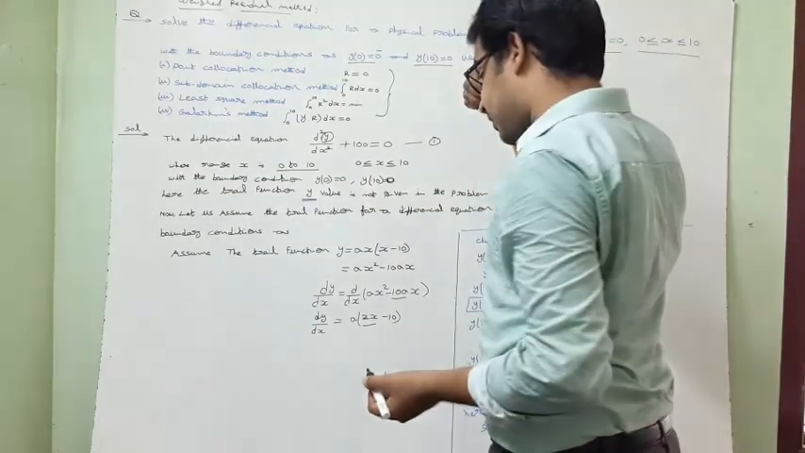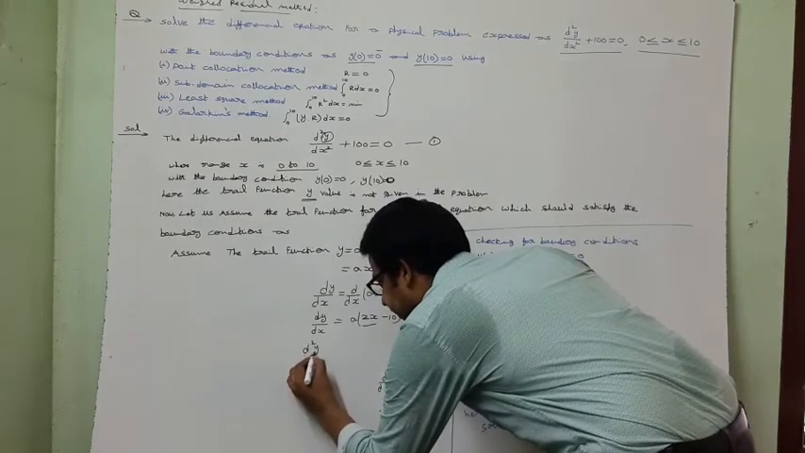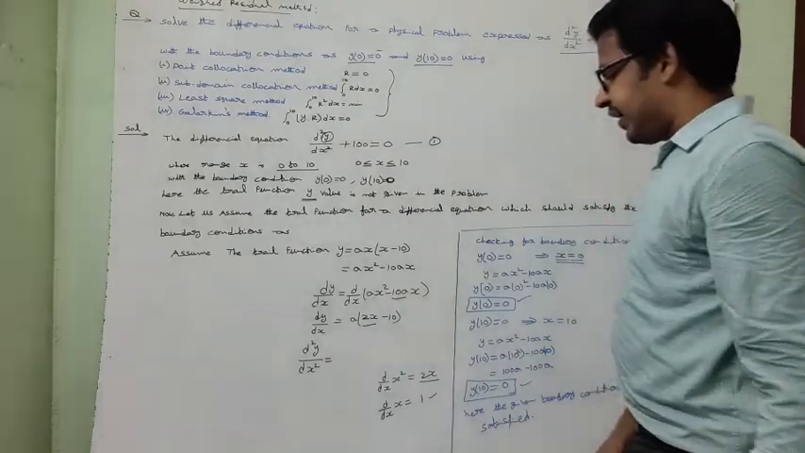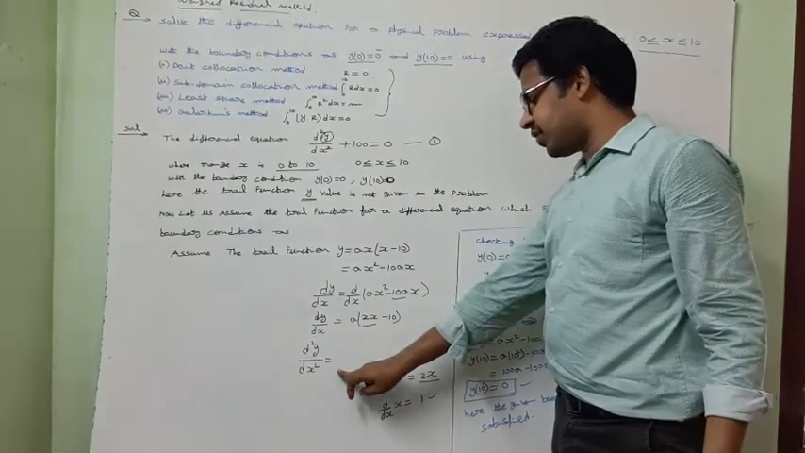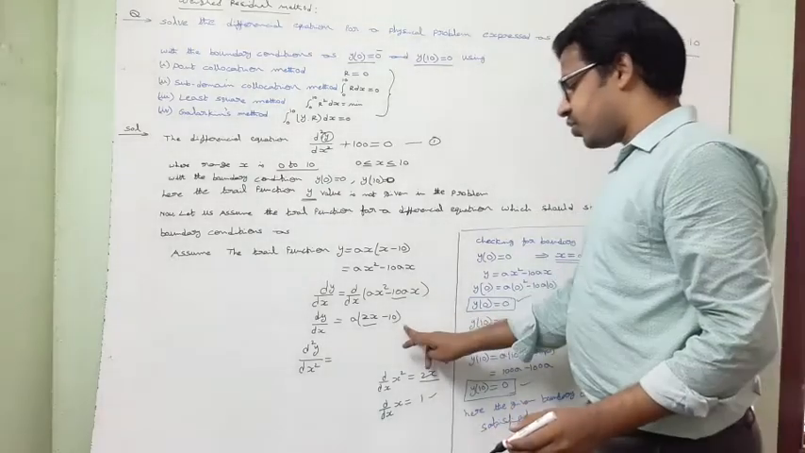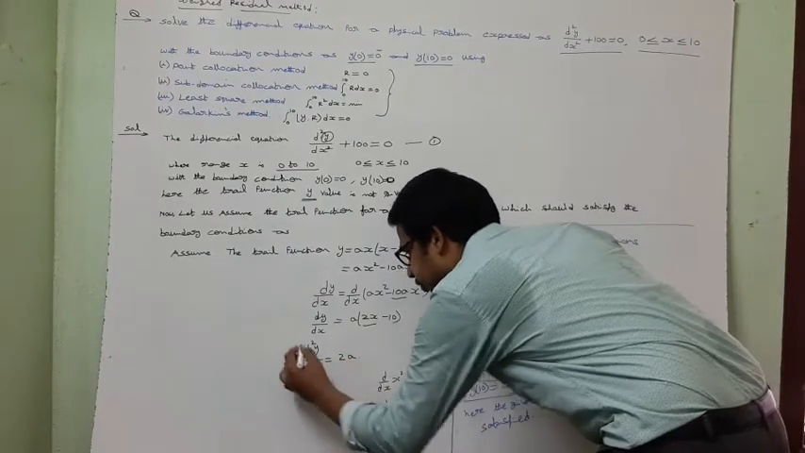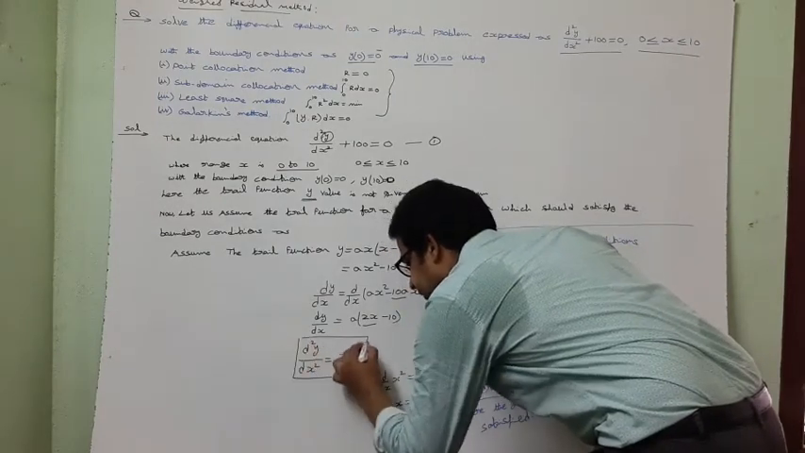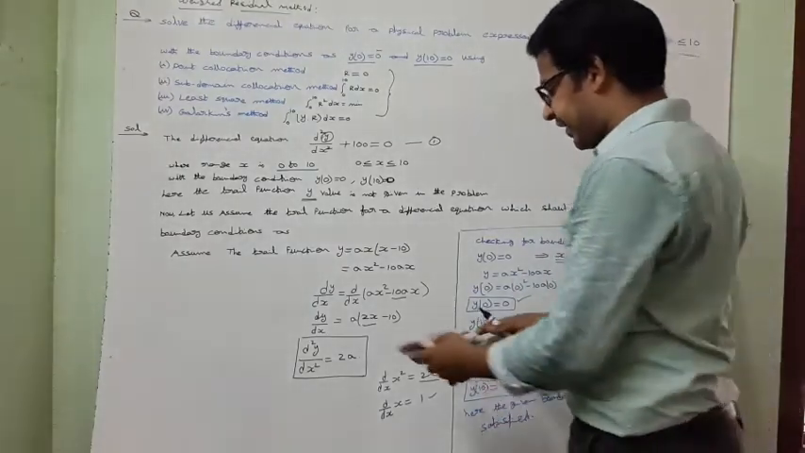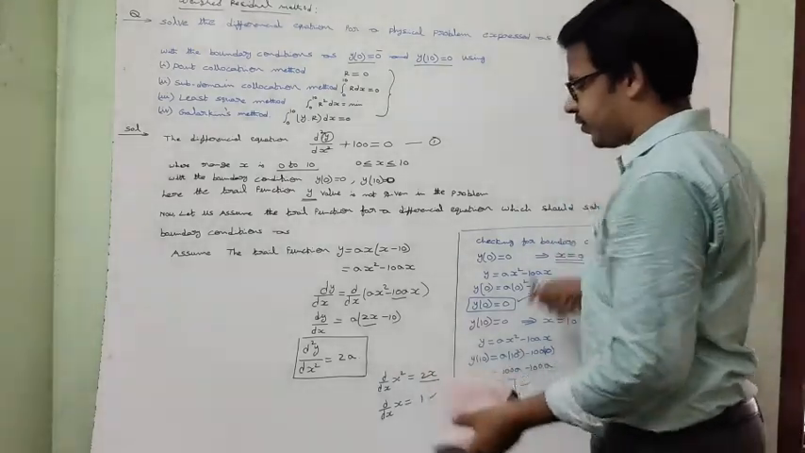So what is the next one? Coming to the second differential equation, d square y by dx square is equal to, here this is the constant term, we can eliminate it, otherwise 0. So here what is the value? 2a. This is the second order differential equation. d square y by dx square is equal to 2 into a.